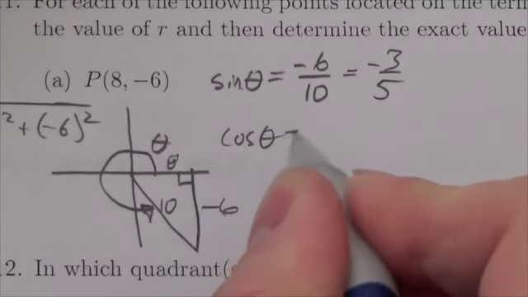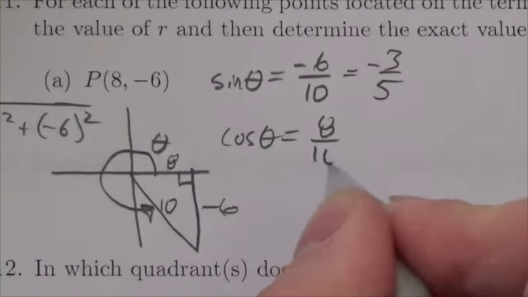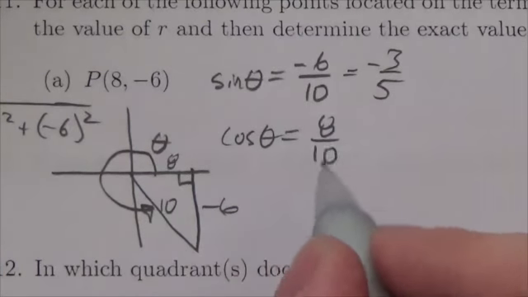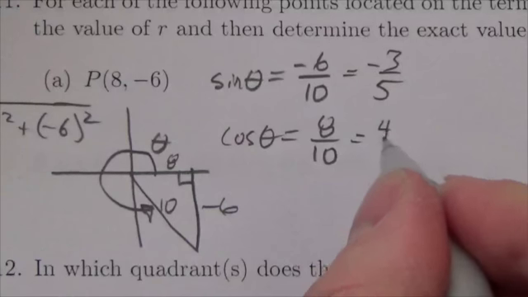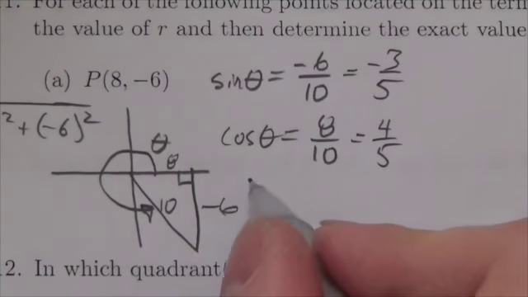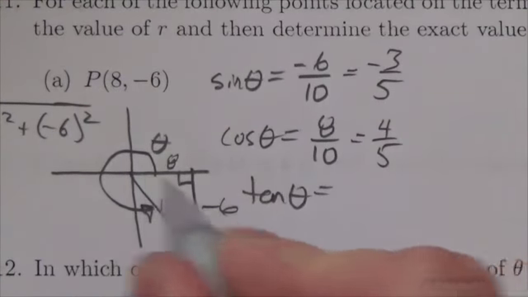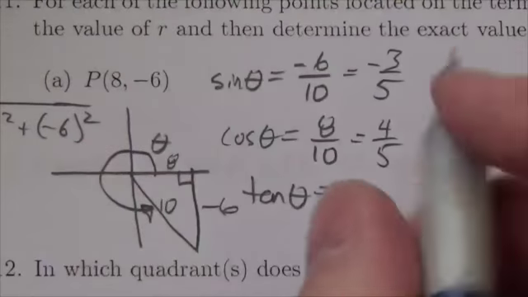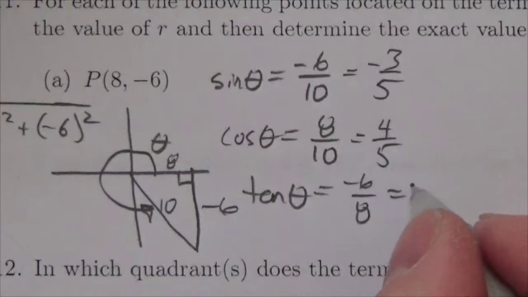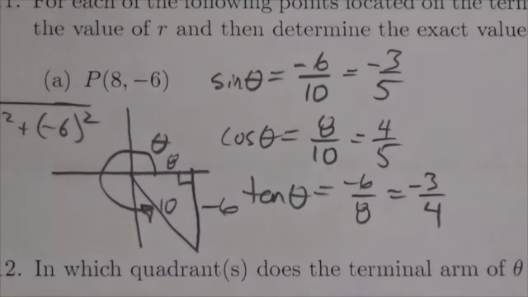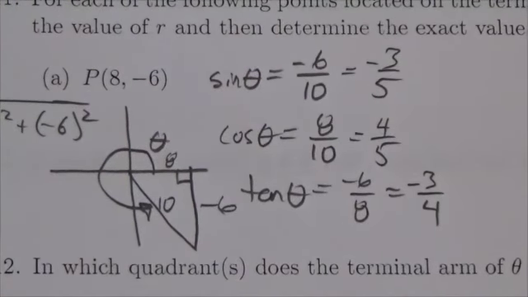The cosine of theta is going to be the adjacent side over the r value, or the hypotenuse, 8 over 10. And again, there's a common factor of 2, so we'd make that 4/5. And then the tangent of theta will be the opposite, or the y-coordinate, over the x-coordinate, so -6 over 8. And once again, there's a common factor of 2, so this will be -3/4. And those are the three trig ratios that we're looking for.